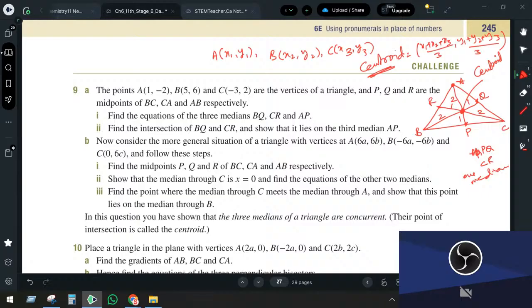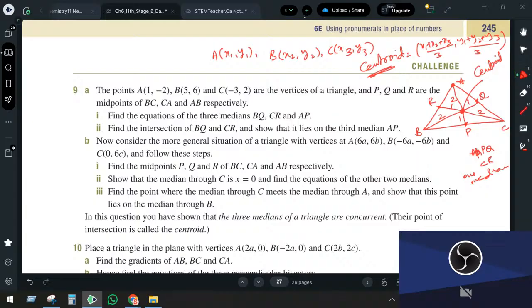I gave 2 to 3 additional points. These are called medians. Their intersection point is the centroid, and the centroid breaks the medians in the 2:1 ratio. And if we draw this circle, I think that is the circumcircle only.